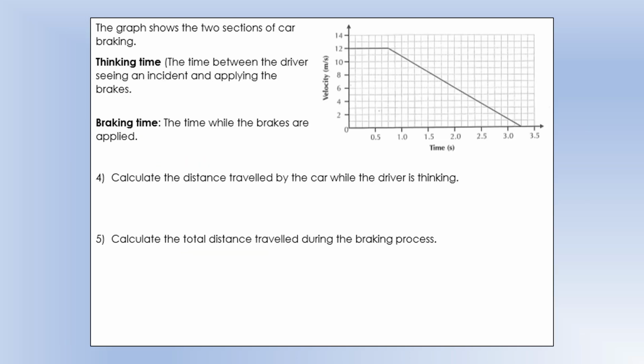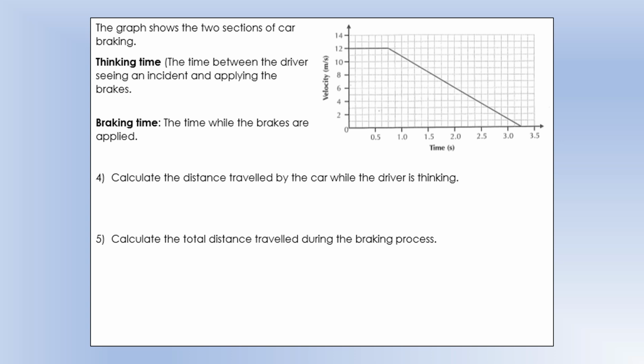Okay, so we've got two sections of a car braking. We've got the thinking time, which is the time between the driver seeing an incident and actually applying the brakes. So they're going to go at constant velocity for that period because they're not applying brakes. And then the braking time, which is where we can see the velocity decreasing, or decelerating, to 0.